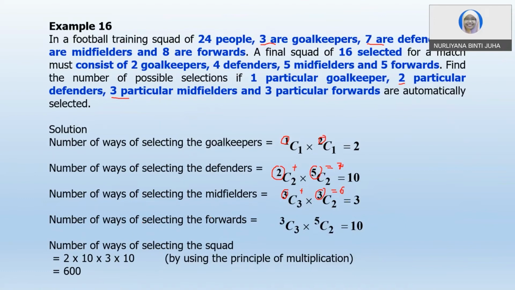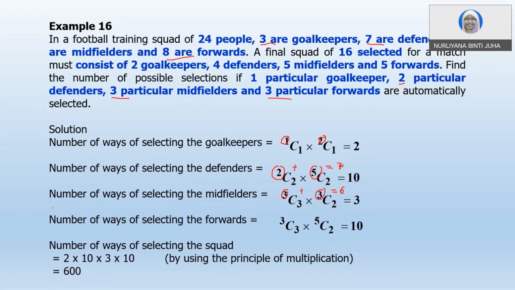And the number of ways of selecting forwards. Forwards, you have 3 choose 3. Where are the forwards from? Forwards there are 8. So 3 plus 5, you get 8. So it says the final squad must have 3 particular forwards. So 3 choose 3. Multiply with the remaining 8 from before. Hmm, there are 8 and then you just choose 2.